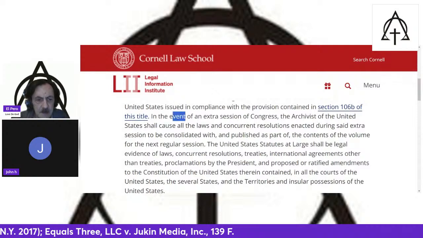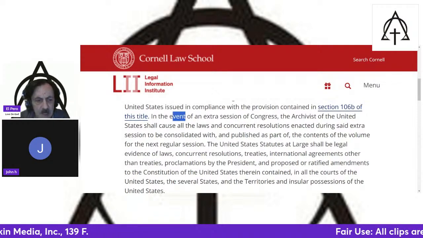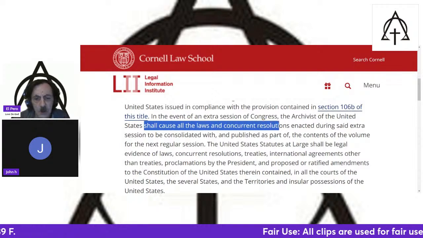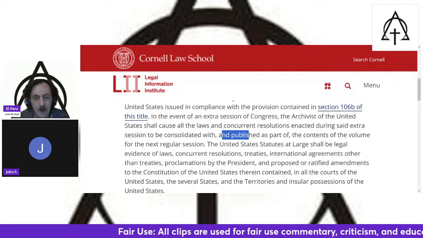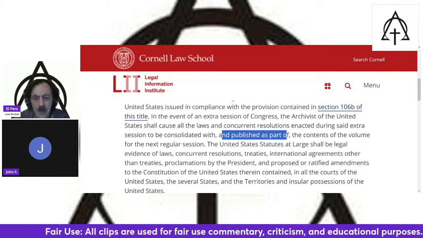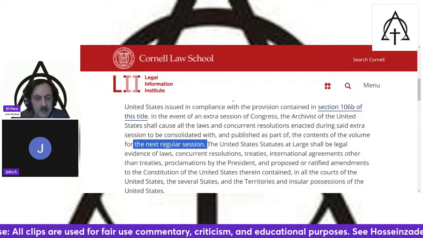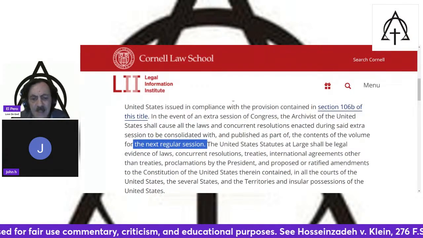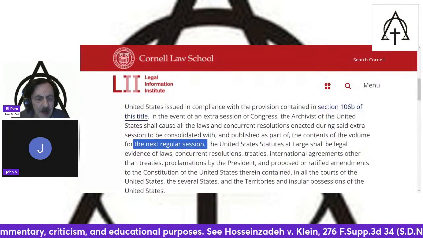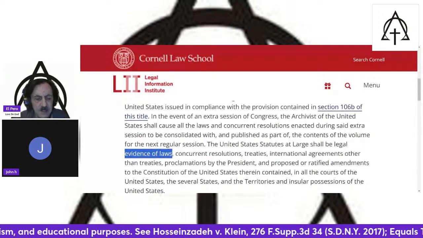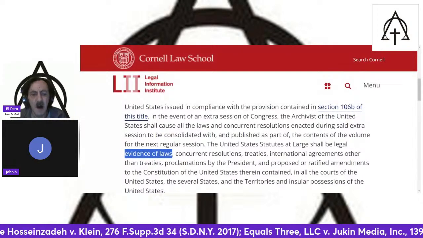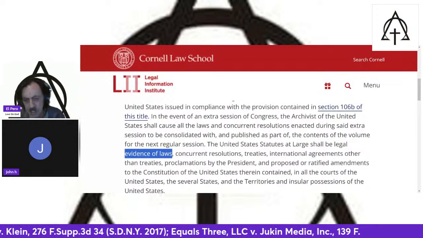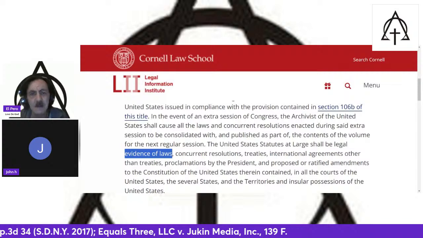In the event of an extra session of Congress, the Archivist of the United States shall cause all the laws and concurrent resolutions enacted during said session to be consolidated with and published as part of the contents of the volume for the next regular session. United States statutes at large shall be legal evidence of laws. Legal evidence of laws. So the statutes at large are not laws.